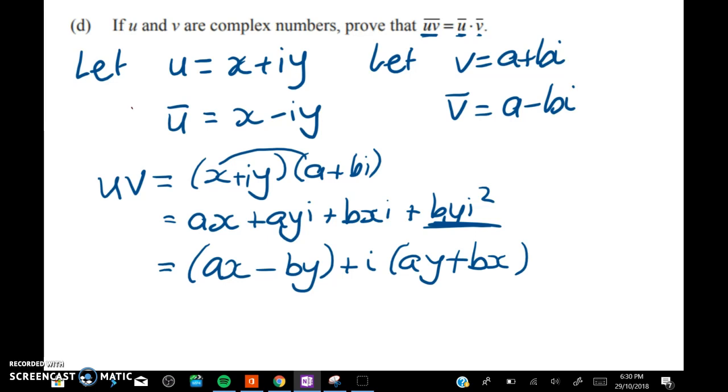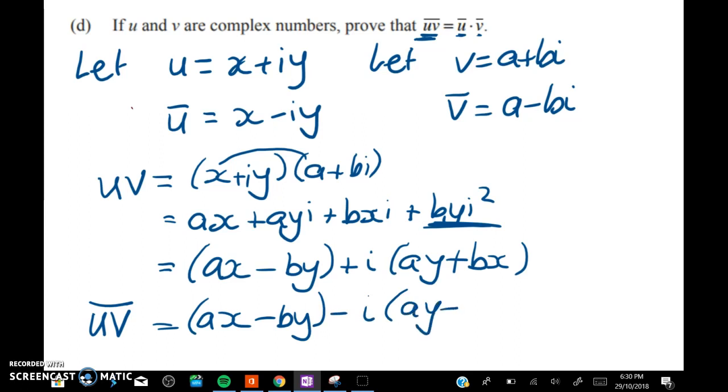So that's good. Now we need to take the conjugate of that. So uv with a bar over the whole thing will be ax minus by minus i times ay plus bx. Right, if you're just doing this with the video, make sure you've written down what we're trying to prove, because now we're going to look at what the right-hand side is. So that's my left-hand side.